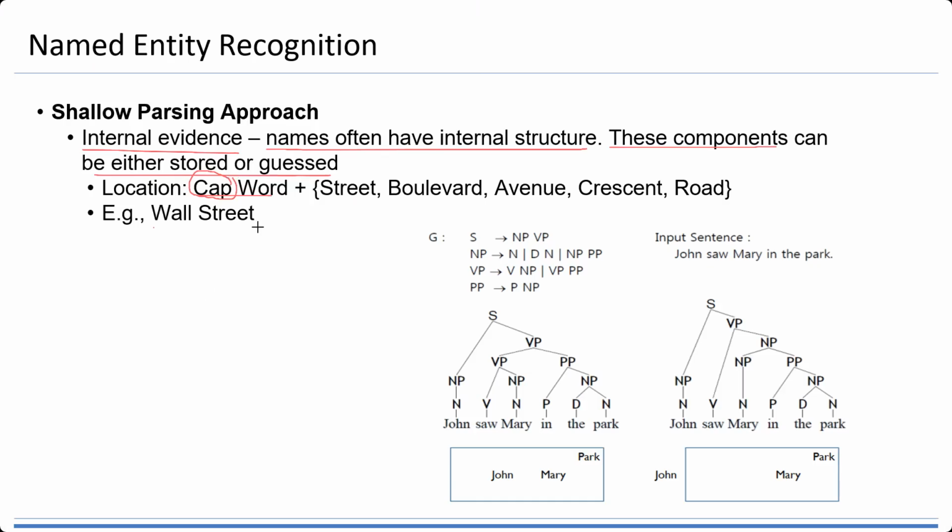So Wall Street, this is an organization. But if you have the word in English, Boulevard, with a capitalized B, okay, this is a road. Okay, this is location. Or you can have Avenue. So this is location. Or if the word is Road, then this is location. Or the word is Square, this is also a location. So this is just parsing without any specific details.